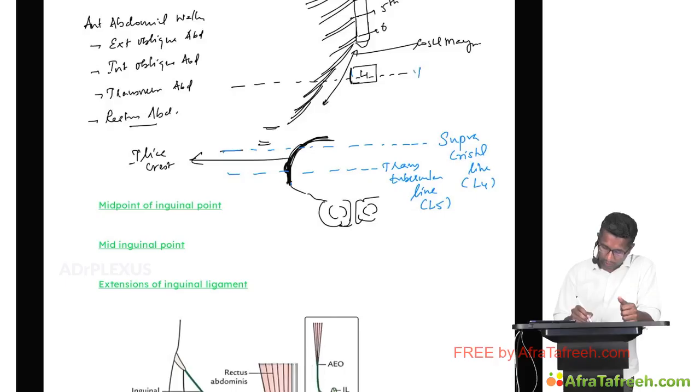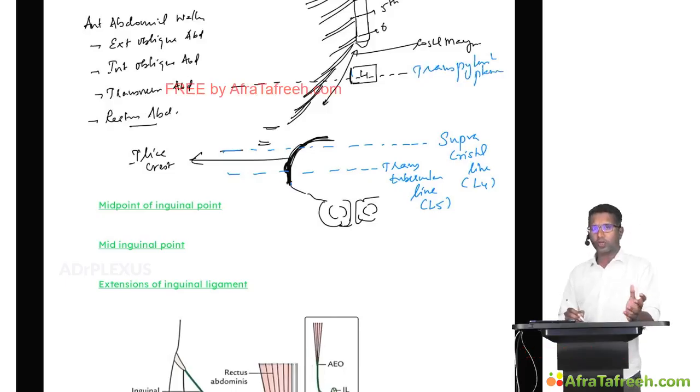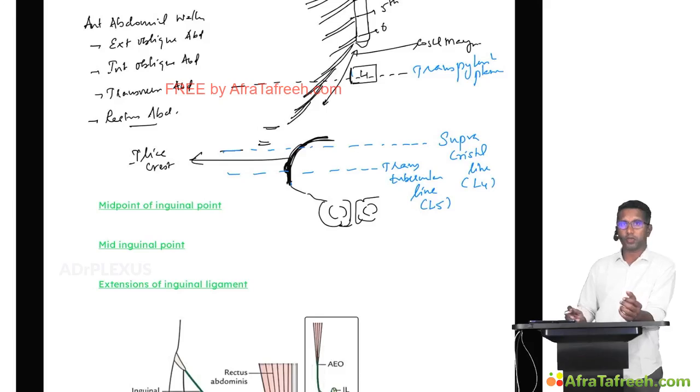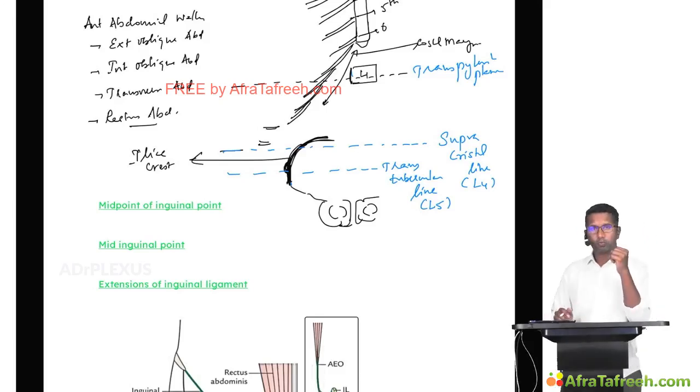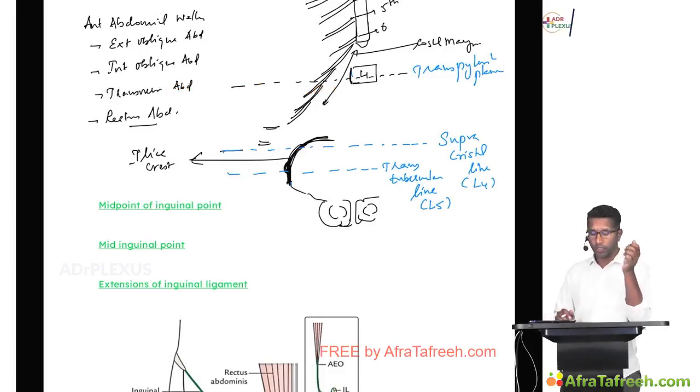So this line is called the transpyloric plane, guys. You should know about these planes in the abdomen: the transpyloric plane, the supracristal plane, and the transtubercular plane.